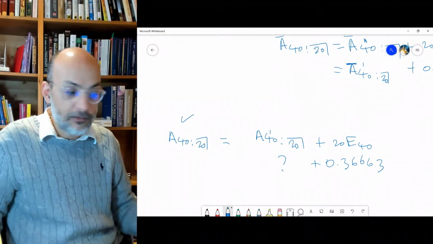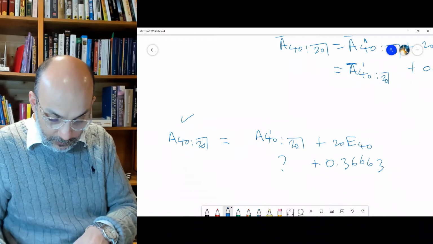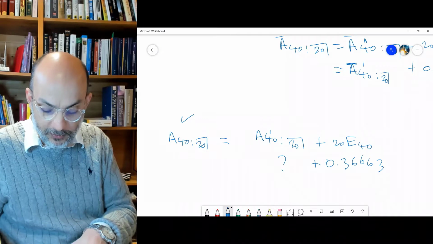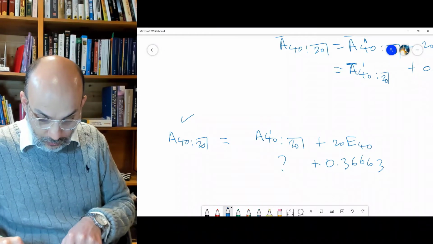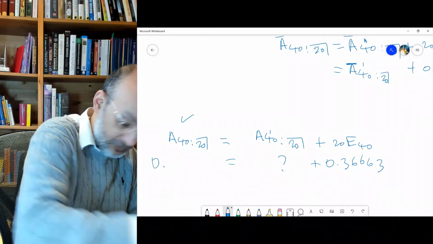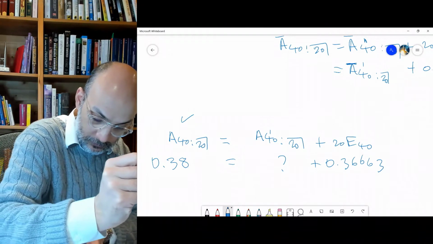This one from the life table also, you have A40 for 20 years. So we have the term, the endowment insurance for 40 years old, for 20 years. I have this one to be, so as not to make a mistake, 0.38126.